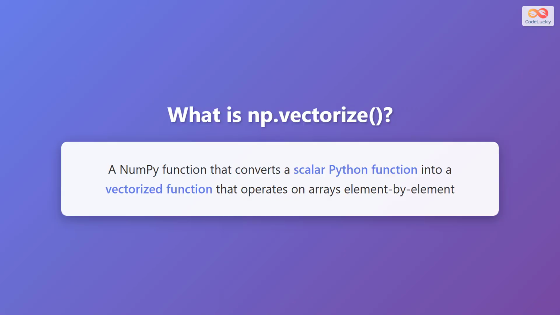np.vectorize is a NumPy function that converts a scalar Python function into a vectorized function. What does this mean? A scalar function is one that works on single values, like adding two numbers. When you vectorize it, the function can now operate on entire arrays element by element without you having to write explicit loops.